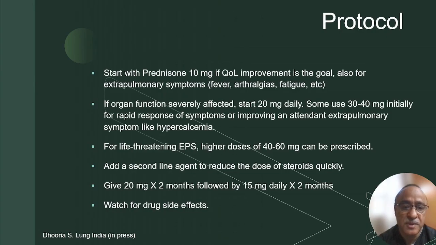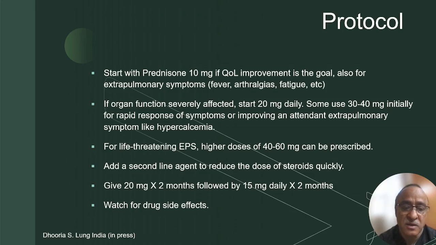The protocol would be that if quality of life improvement is the goal, we use a small dose of 10 milligrams. This is also used for managing extrapulmonary symptoms like fever, arthralgias, and fatigue. If organ dysfunction is targeted, we start with a higher dose of 20 milligrams. Some use an even higher dose of 30 to 40 milligrams initially for rapid response to the symptoms, or for improving an attendant extrapulmonary symptom like hypercalcemia.